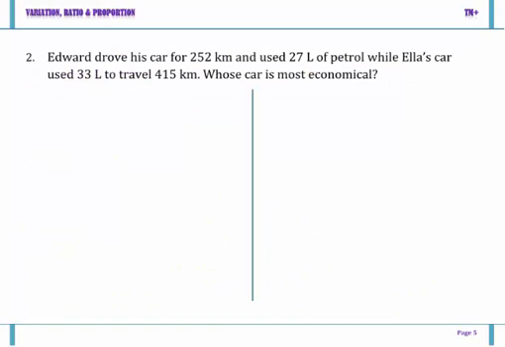Okay. How about stopping and trying to do this one yourself, and then pausing, coming back to it after you've tried it. Okay, Edward drove his car for 252 kilometres and used 27 litres of petrol, while Ella's car used 33 litres to travel 415 kilometres. Whose car is more economical? Now, as I just said previously, this question, the rate could actually go either way. Are we looking at fuel economy or are we looking at fuel consumption? So I'll do it both ways. I'll firstly look at fuel economy, and then I'll look at fuel consumption to show you it doesn't matter which way you go.